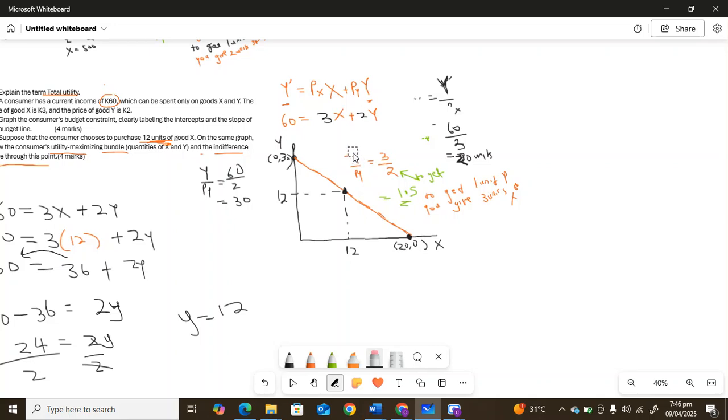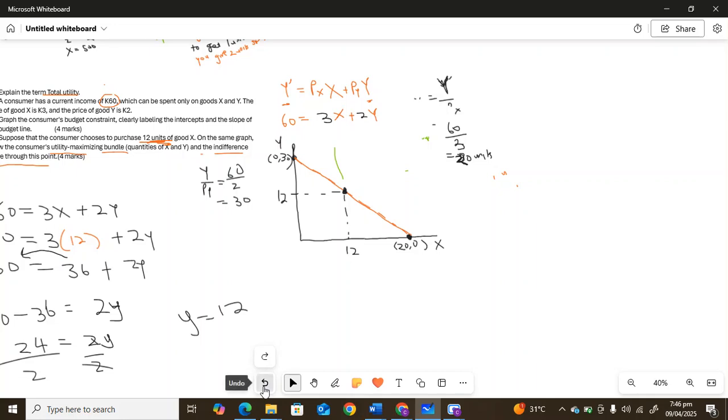Just erase this part. So this is how an indifference curve looks like. Let me try to do it better like this. Yes. This is how an indifference curve looks like.